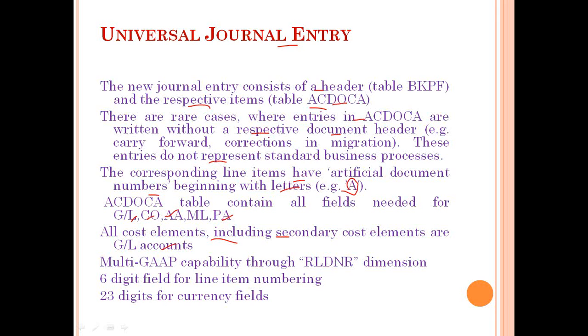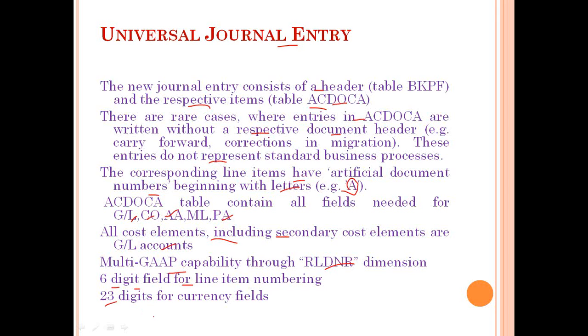So multi-GAAP capability through the RLDNR (ledger) dimension is possible. Here line item wise numbering will be there. A document may have n number of line items, with one document number for each line item. So there is a 6-digit field for line item numbering and 28 digits for currency fields. So just these changes.